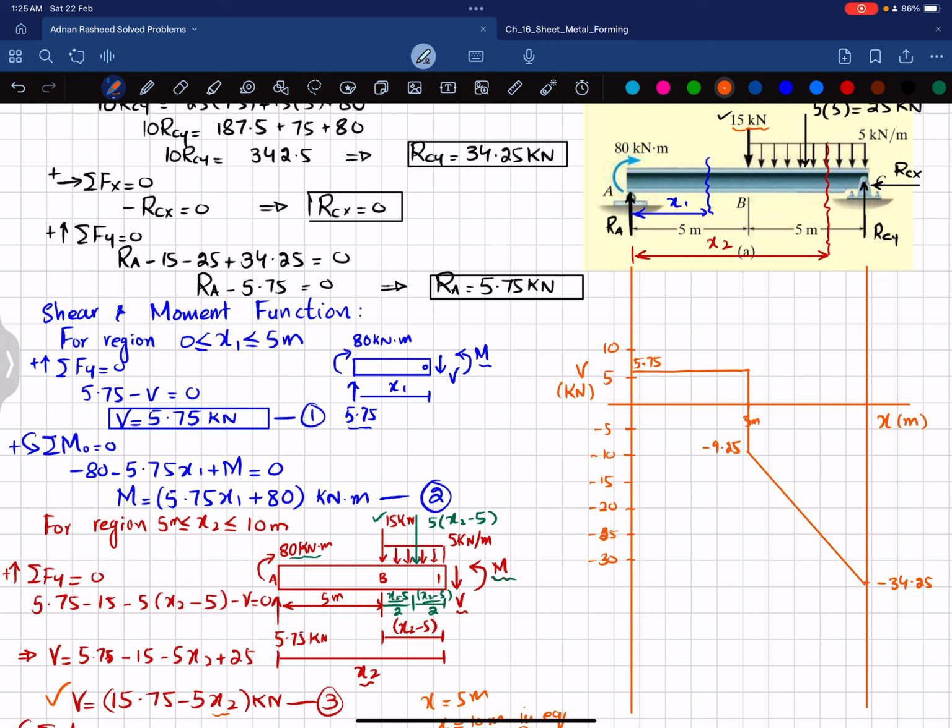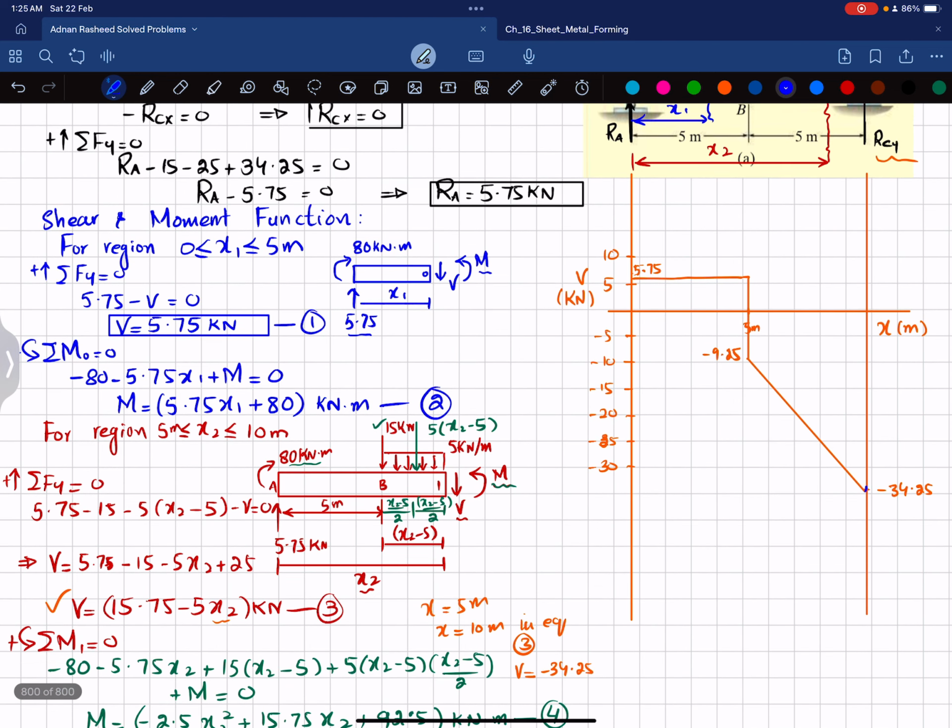And you can see that it is correct because at the end you have RCY, which is plus 34.25, and which will cause it to move toward 0. That will complete your shear force diagram. So this is your shear force diagram. Now we'll move toward bending moment diagram.